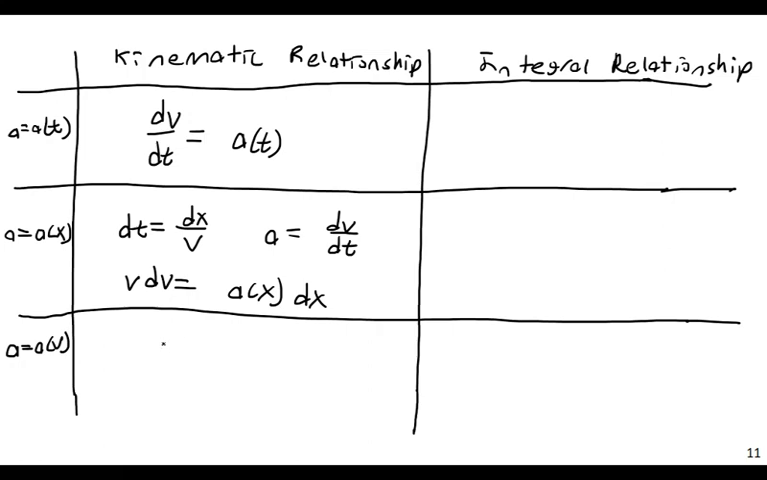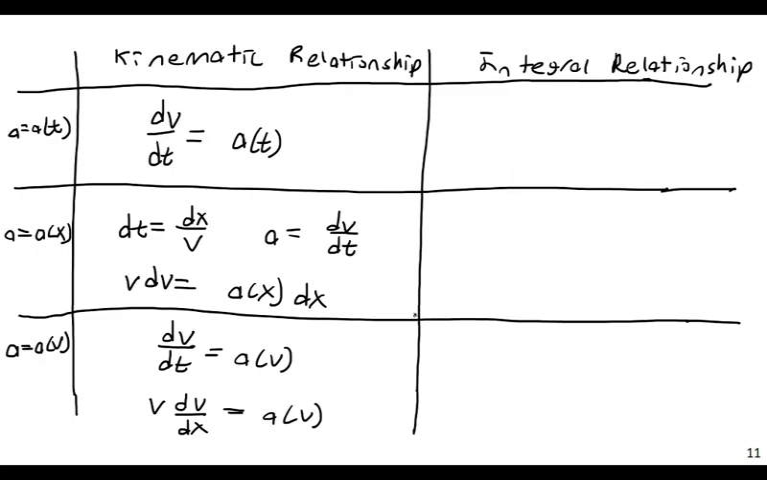And if I know that dv over dt equals a of v, then v dv over dx, I should say, equals a of v, using this relationship there. Okay. And there you have that.